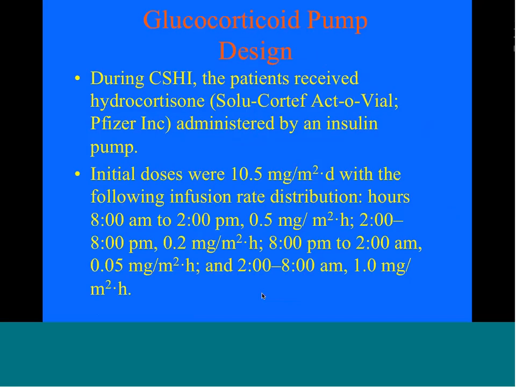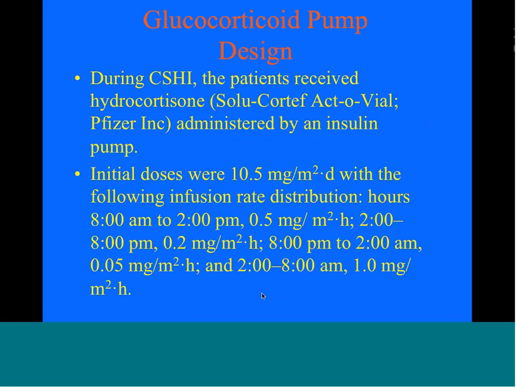During the continuous subcutaneous infusion route, they received hydrocortisone. They actually used solid Cortef and Act-O-Vial, which is what I give to many of my patients as an emergency, and it was administered by a standard insulin pump. It's interesting, they got an average of 10.5 milligrams per meter squared per day. With the dosing, it's very interesting how they did the dosing.